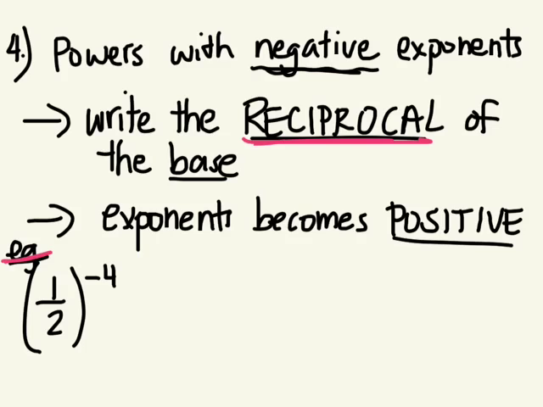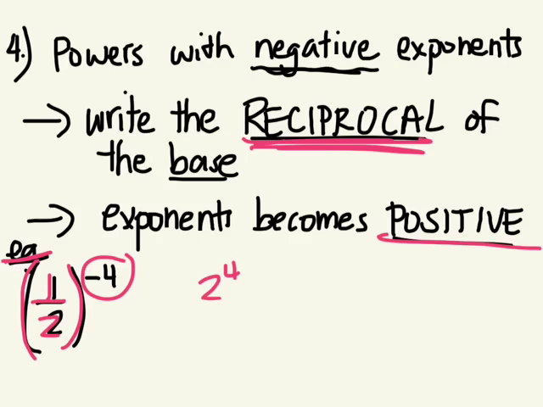So in this example, what is my base? What is the base? 1 over 2, right? What's the reciprocal of 1 over 2? What does that become? 2 over 1, or I can just write it as 2. Okay, so I can just write this as 2. 2 over 1 is the same as 2. And what do I do with the exponent? That's it. That's the answer. 2 to the power of 4.